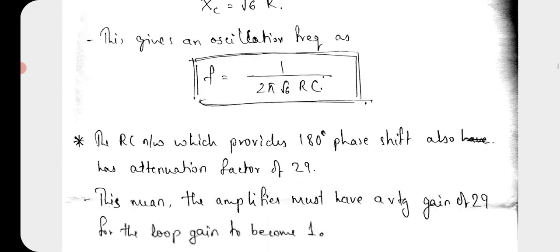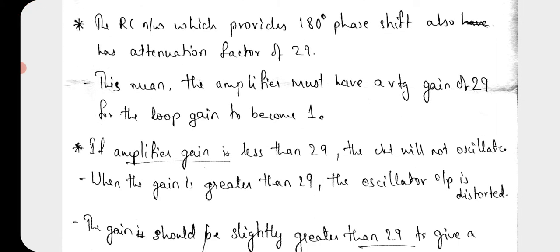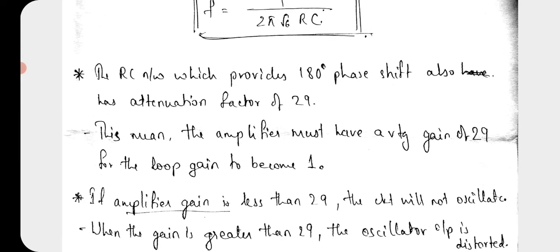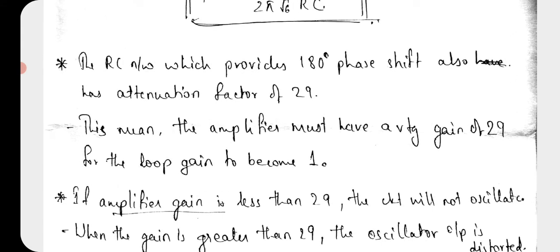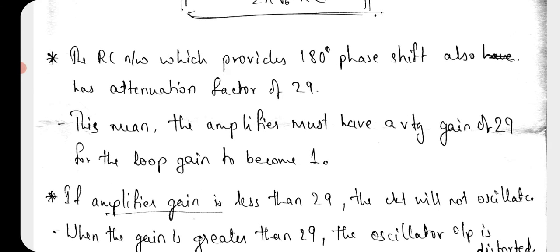So this is what is mentioned here. The RC network which provides 180 degree phase shift also has an attenuation factor of 29. This means the amplifier must have a voltage gain of 29 for the voltage gain to become 1. You understood this point? So as there is attenuation of 29, the amplifier voltage gain must be at least 29, so that the attenuation 29 and gain of 29 get cancelled and you are left with at least 1 as the gain.